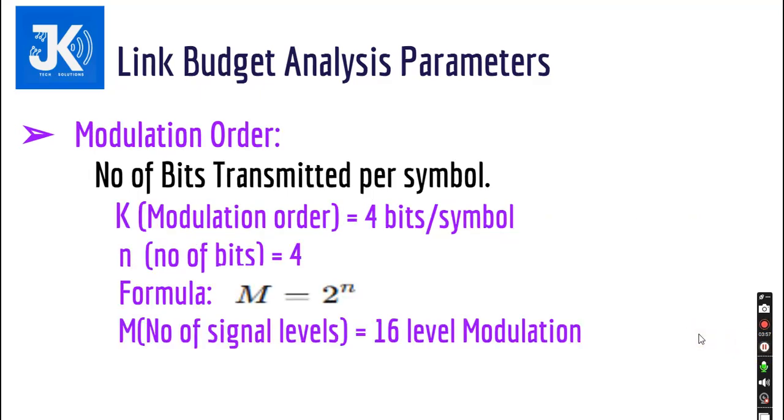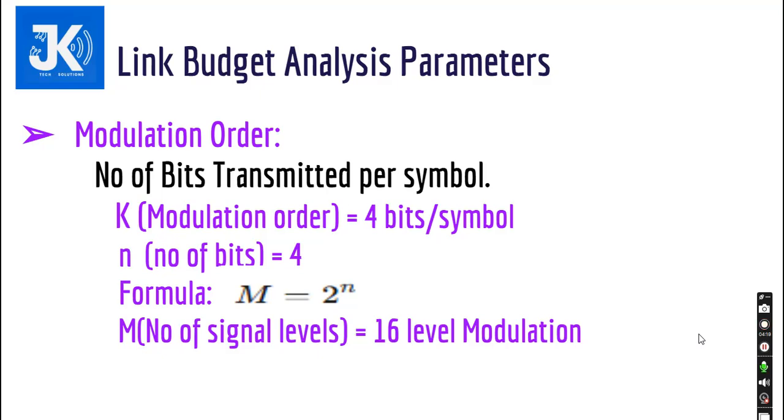Now we are seeing the modulation order. The modulation order is the number of bits transmitted per symbol. So what does the symbol represent? The symbol is the unique signal that represents a group of bits. That is what a symbol is.